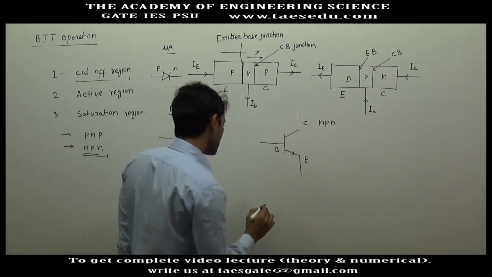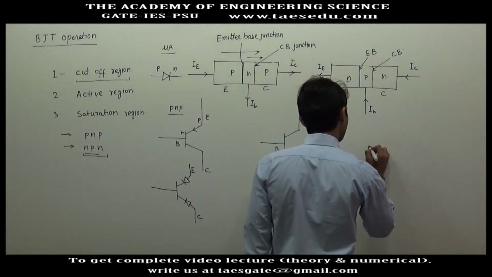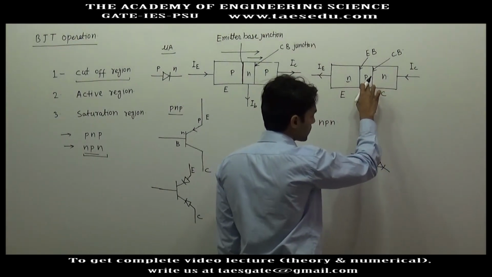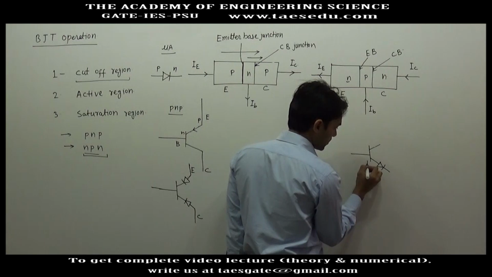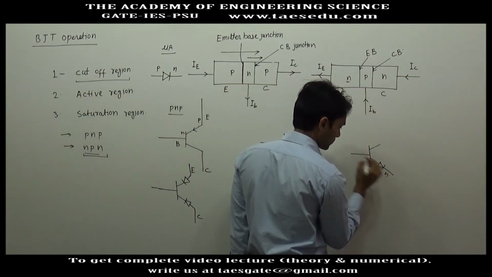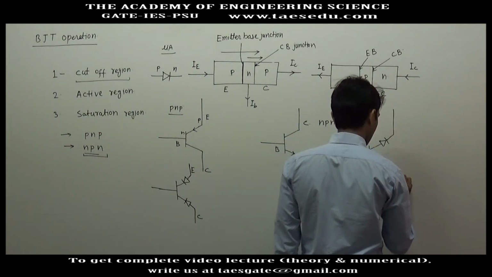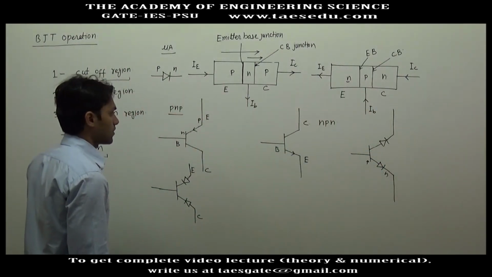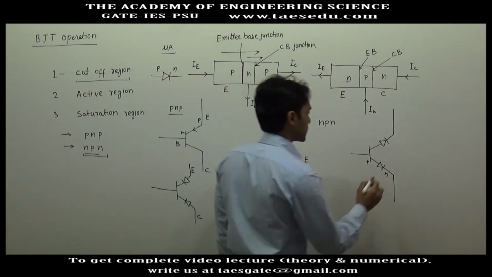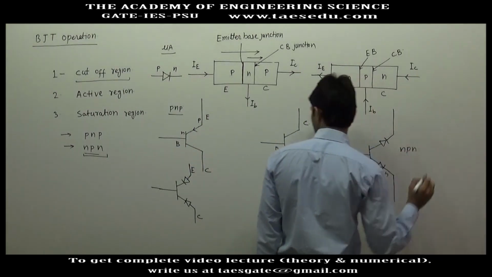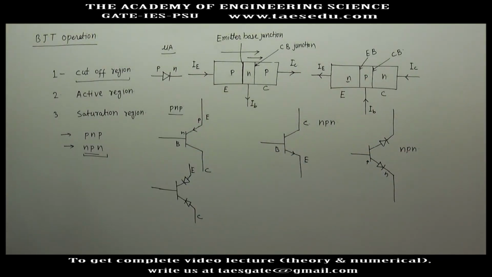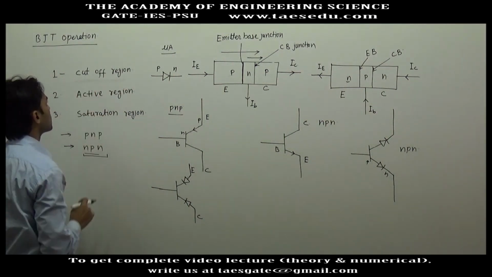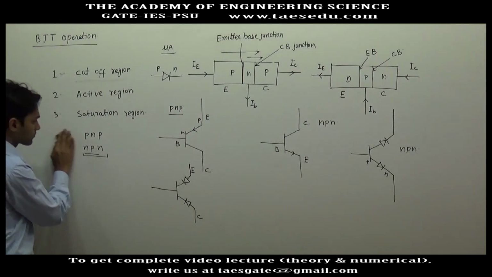For an NPN transistor, base is p-type material. So this is p, this is n. Okay, this is the diode model of an NPN transistor. Now I will discuss the first case, cutoff region, which is very easy.